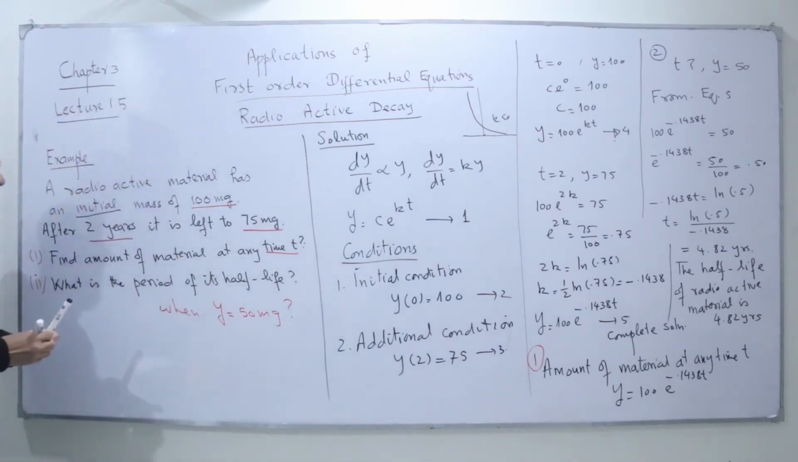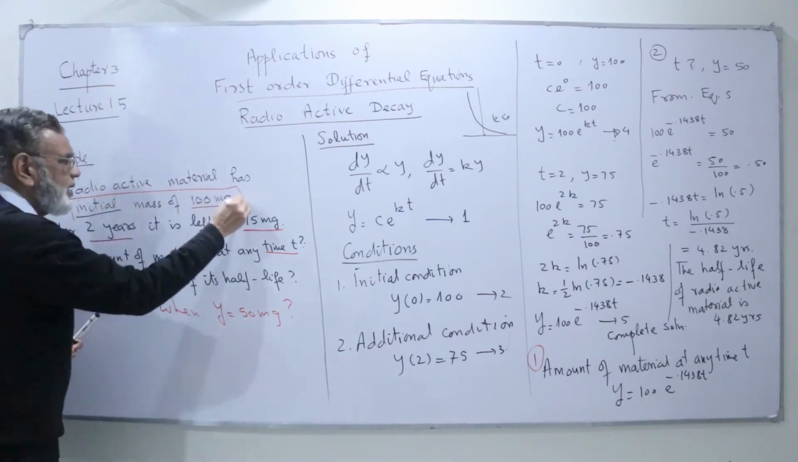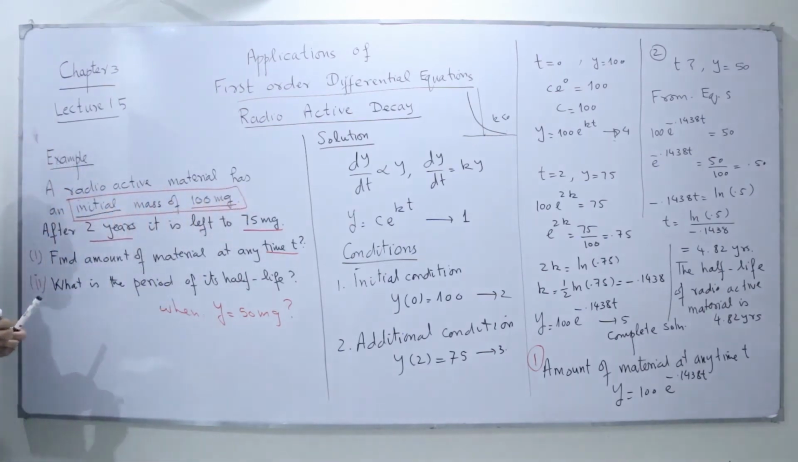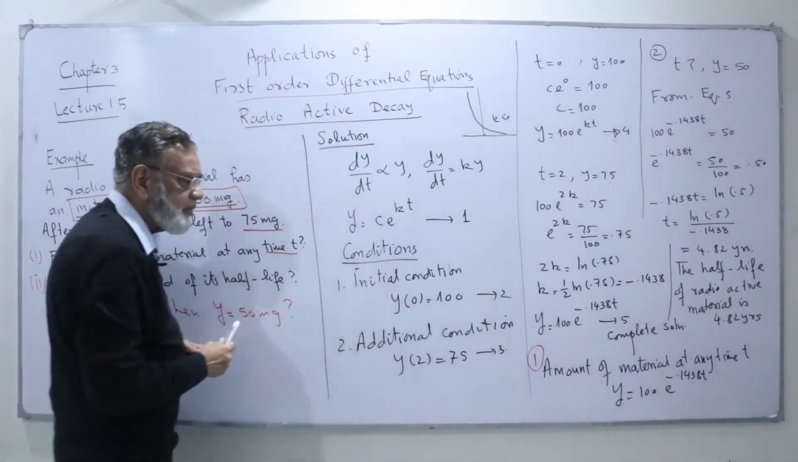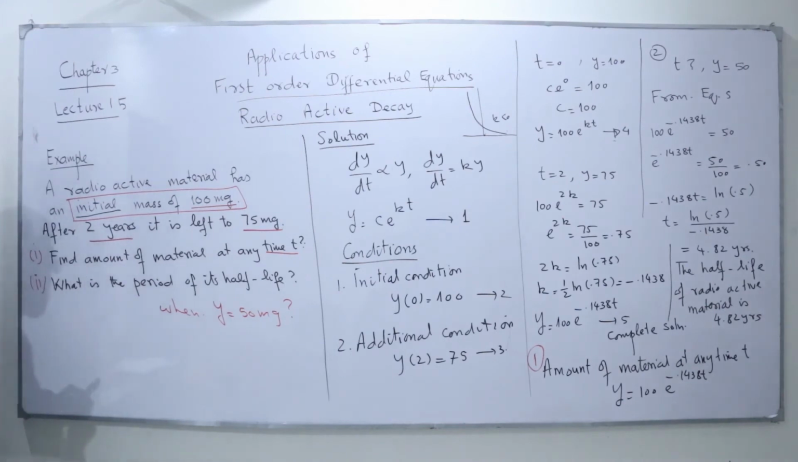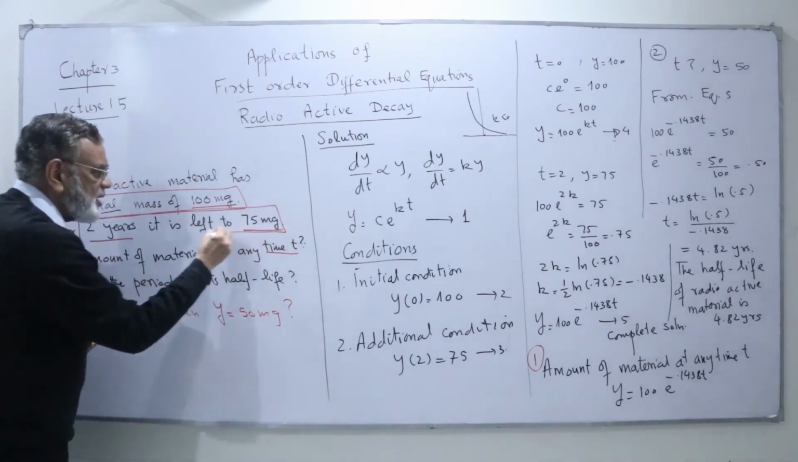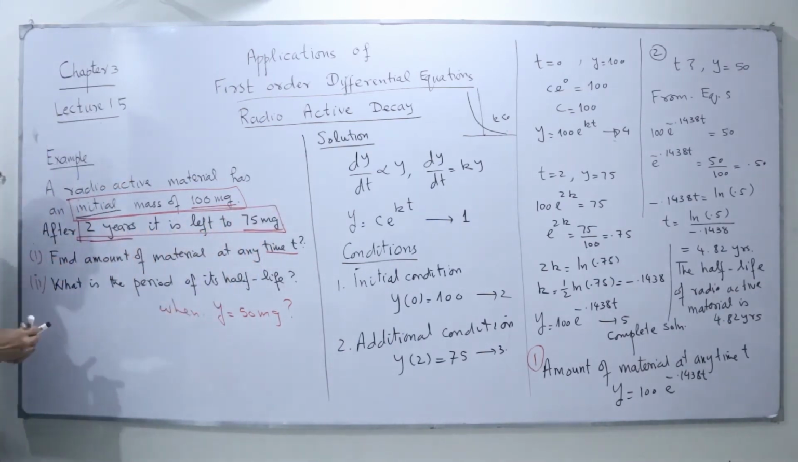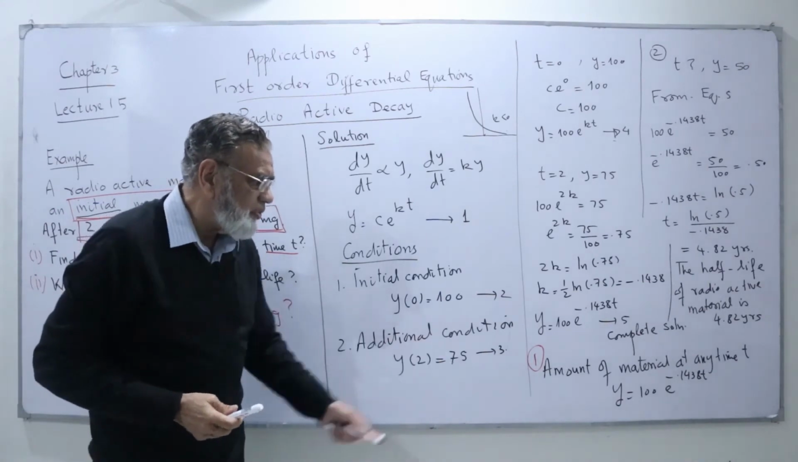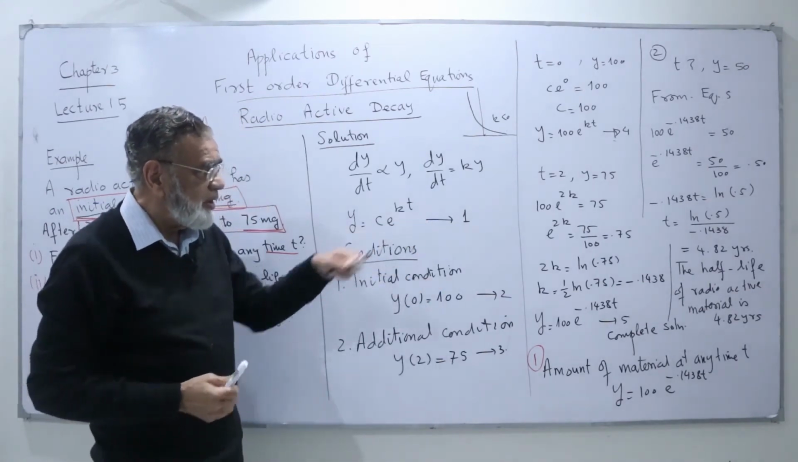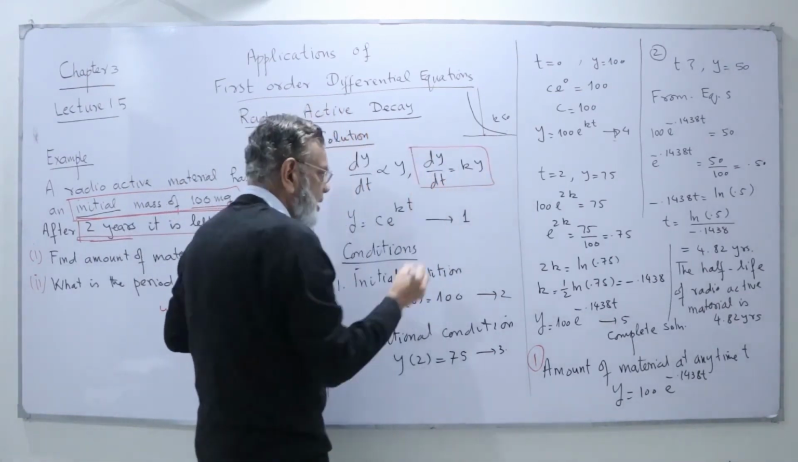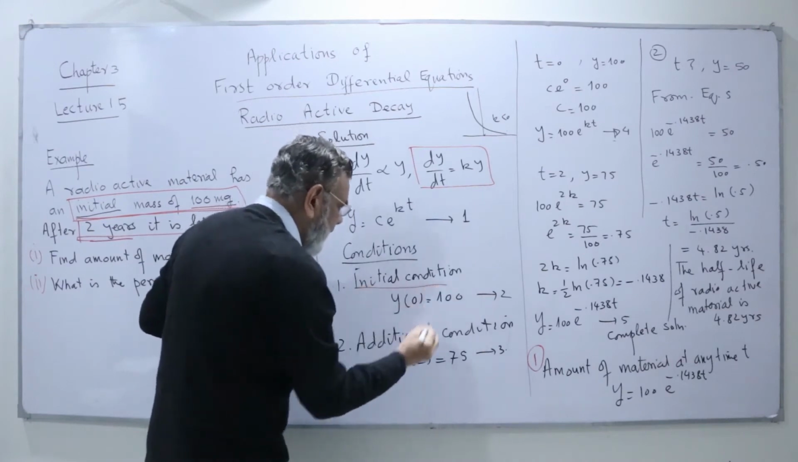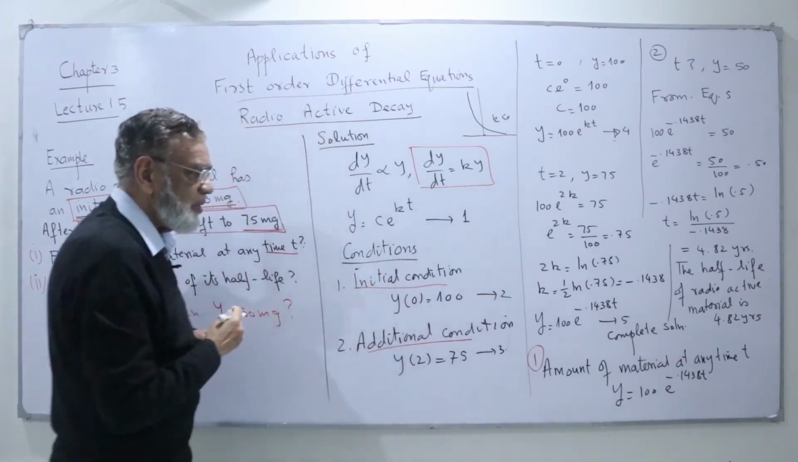So for our problem, we are given that the initial mass is 100 milligrams. That gives me the initial condition: y at t equal to 0 is equal to 100. Then we need one more condition, and this is my additional condition: after 2 years, it's left to be 75 milligrams. So when t equal to 2, y is equal to 75. This is my differential equation, this is my initial condition, and this is my additional condition. That is the problem I'm going to solve.